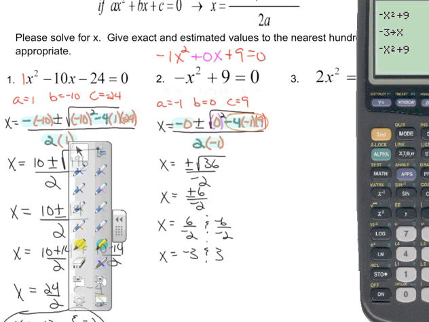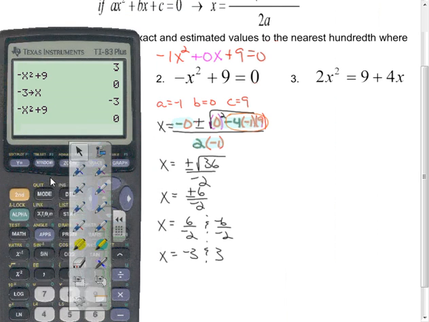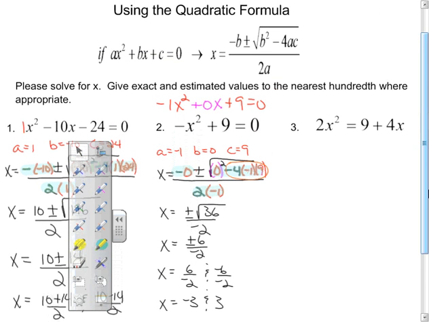Let me shrink that down a little bit for space, and I'm going to take a look at this last example. It says 2x squared equals 9 plus 4x. Hopefully this jumps out at you quickly to say, something's not quite right here. What's not quite right is I do not have a quadratic that's equal to 0. I do have a quadratic, because the x squared gives away that it's a quadratic because it's of degree 2. But I'm going to need to make this equation equal to 0.